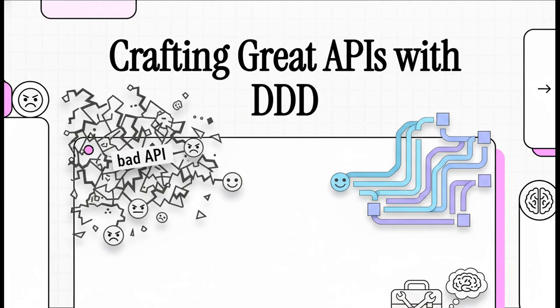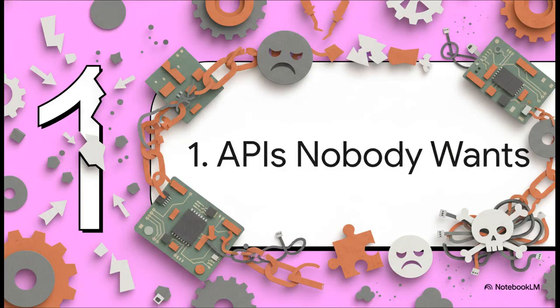What if we could build APIs that are actually clear, super useful, and dare I say, a joy to work with? Well, that's what we're going to talk about today. We're going to explore how to do exactly that by combining a really powerful philosophy with a super practical design toolkit. First things first, we've got to know our enemy.